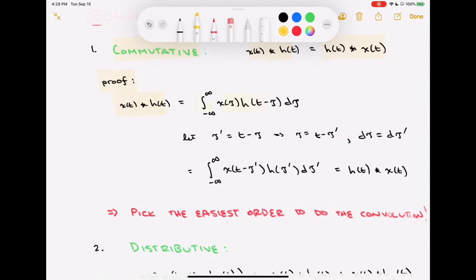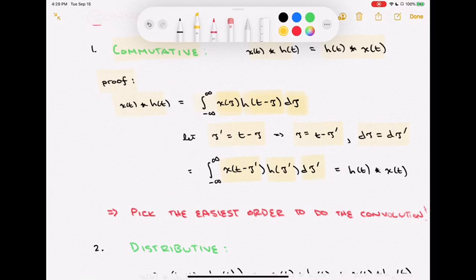We know by definition that's an integral of x of tau, h of t minus tau d tau. I'm going to do a variable substitution. I'm going to let tau prime equal t minus tau. That gives me tau equaling t minus tau prime, and d tau equals d tau prime. If I go ahead and make those substitutions in there, x of tau becomes x of t minus tau prime. h of t minus tau becomes h of tau prime. d tau becomes d tau prime.